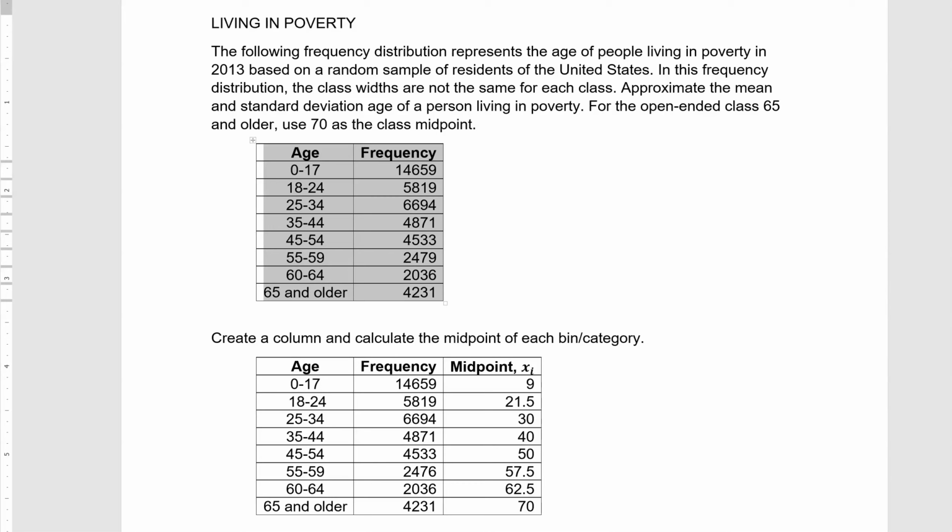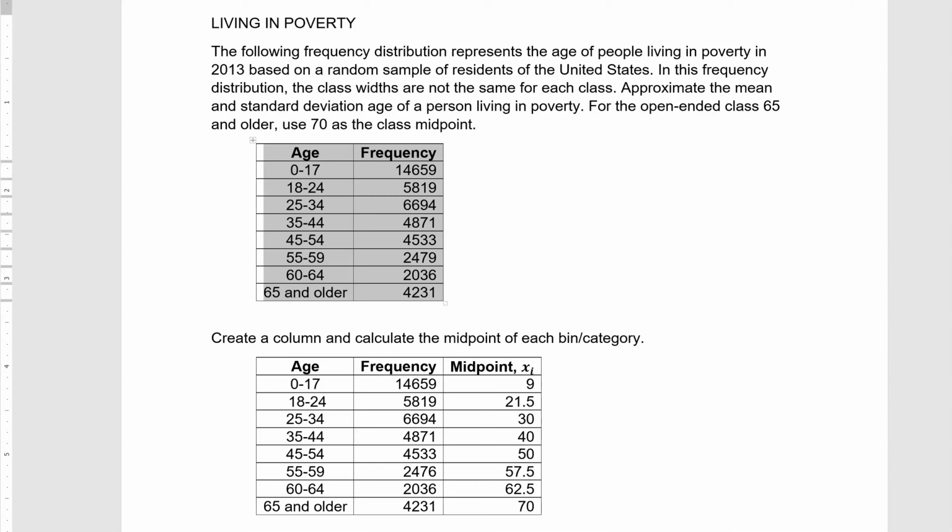In this frequency distribution, the class widths are not the same for each class. Approximate the mean and standard deviation age of a person living in poverty. For the open-ended class 65 and older, use 70 as the class midpoint.